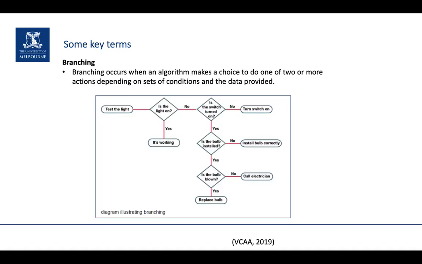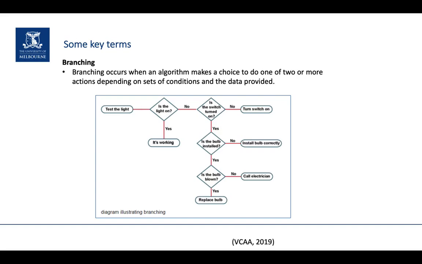Okay, a final key term is branching, and branching occurs when an algorithm makes a choice to do one of two or more actions depending on sets of conditions and the data provided. So if we think about, for example, testing out whether a light is broken, to test the light, we firstly ask the question, is the light on? If it's not, is the switch turned on? If it's not, then turn the switch on. If the light is on, yes, it's working.